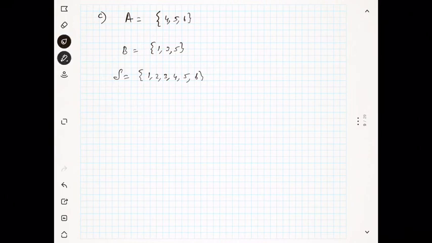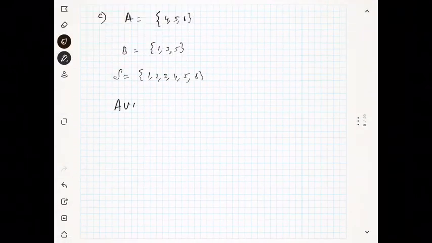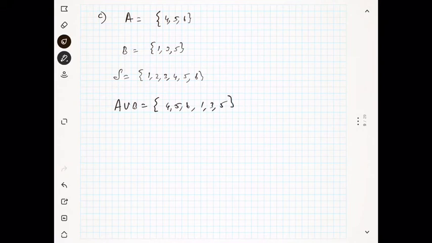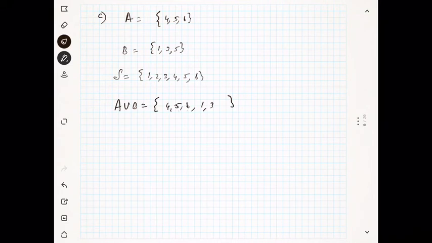We want to calculate something from the question, that is A union B. What is A union B? A union B is a set already 4, 5, 6, then 1, 3, 5. You can see the 5 is repeated 2 times, so we will write only 1 time anyway. So how many elements are there? There are 1, 2, 3, 4, 5. Okay, so 5 elements are there. And how many elements are there in the sample space? There are 6 elements. So the probability of A union B is 5 over 6.